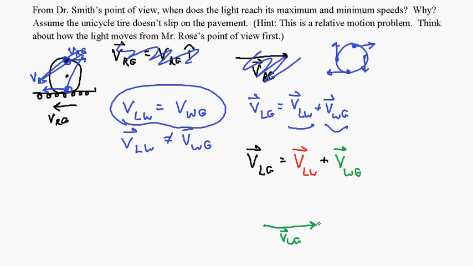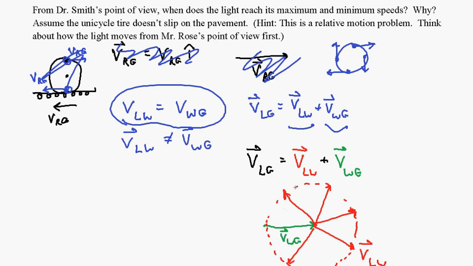And velocity of light with respect to the wheel, we just tack the tail of it onto there, but this could point in any direction. It's got the same length as this green one, right? But it could point in any direction. So the circle here represents all the places that the head of VLW could be. So that's VLW. So the question was, when does it have minimum and maximum speeds?